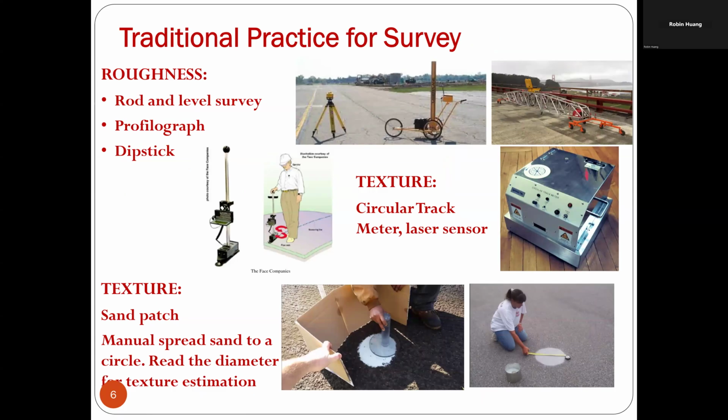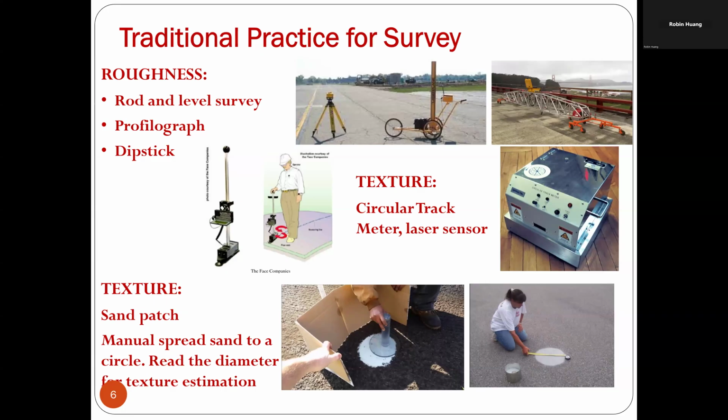Traditional practice for the roughness. There is no fast way you can use to do the network level, but for the project level, you can use the rod and level survey, and also you can use the profile graph like this one, and also you can use the dipstick to do a longitudinal profile. Just go along the road to see the up and down.